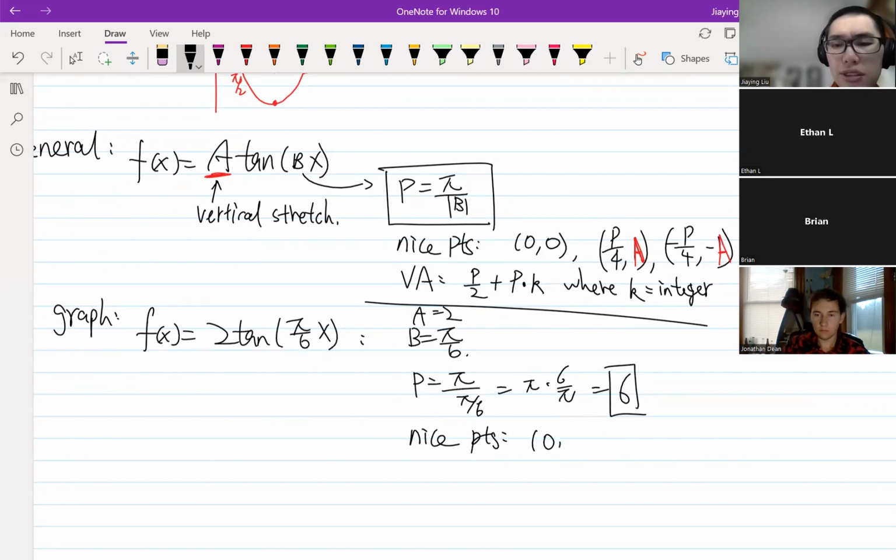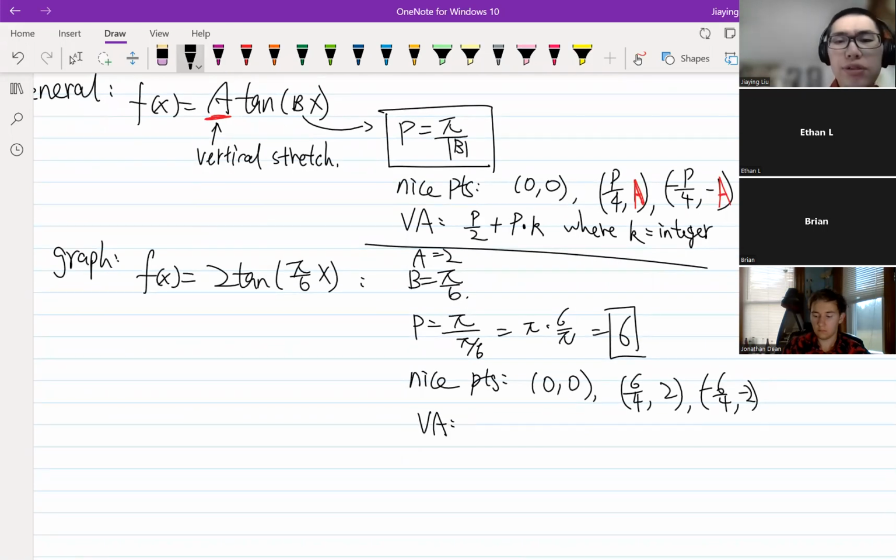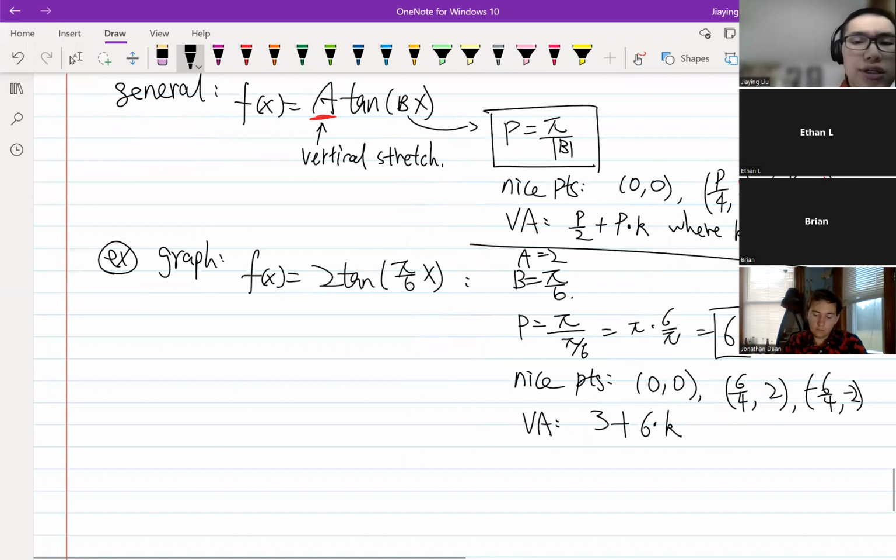And then the nice points are going to be at 0, 0, then 6 over 4, comma a, which is 2, and then negative 6 over 4, comma negative a, negative 2. So 6 over 4 is 3/2. So 3/2, comma 2, and negative 3/2, comma negative 2. And the vertical asymptotes are going to be at period over 2, so that's 3 plus 6 times k. So it's going to be at 3, 9, 15, etc.